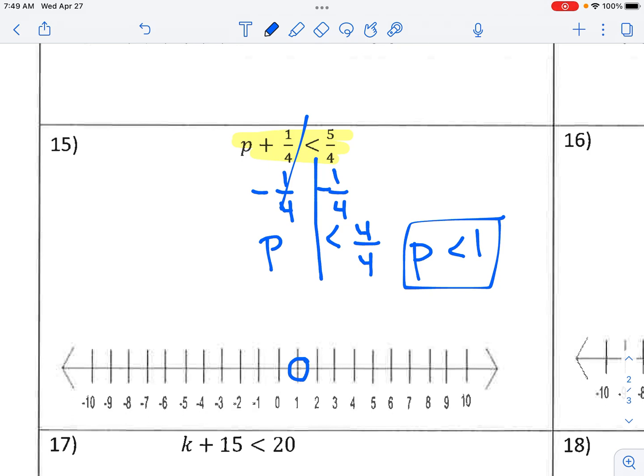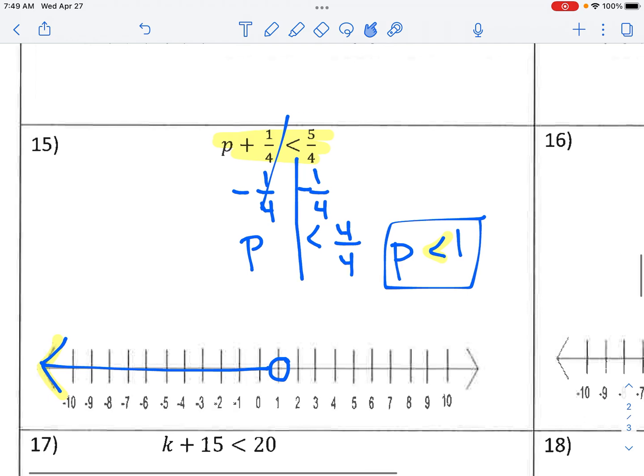Put a circle at 1. Look at the arrow in less than. Find the matching arrow on your number line. Darken your number line and your arrow going to the left. Since this is just less than, we're going to leave that circle open.